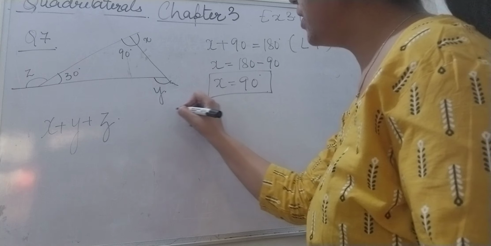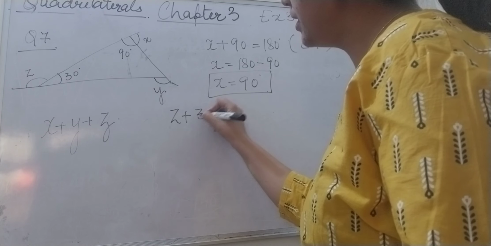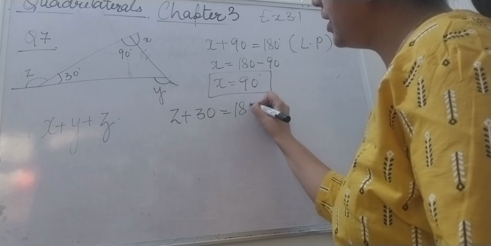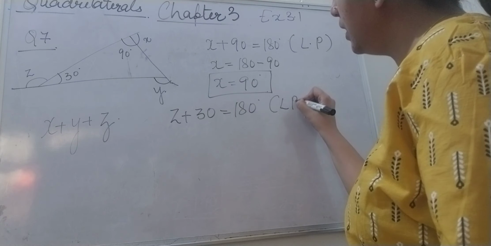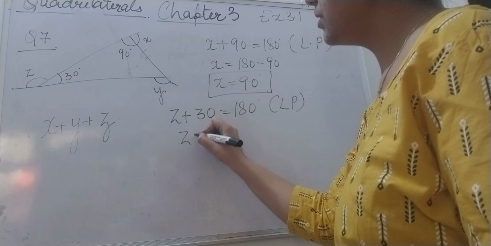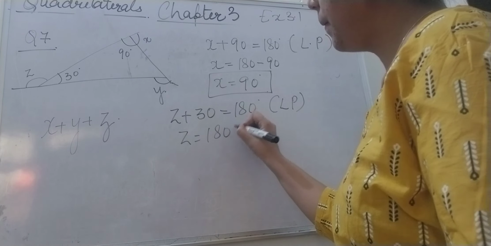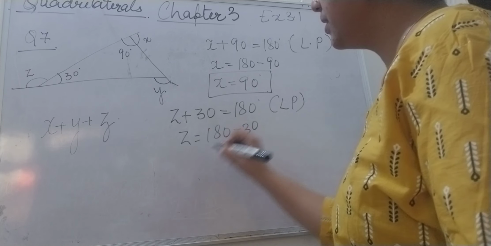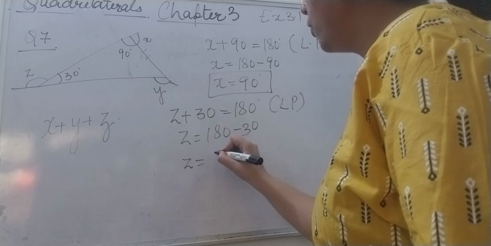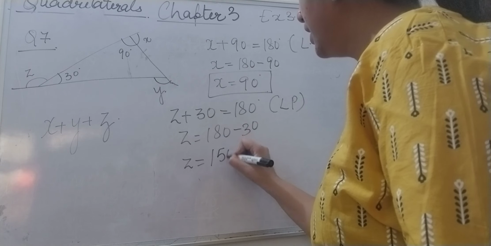Similarly, we will find the value of z. z plus 30 is also equal to 180. Why? Again it forms a linear pair. z equals 180 minus 30, z equals 150 degrees.